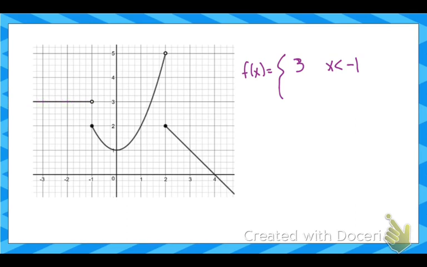Then we go to the middle. The middle is a parabola. It's been shifted up 1. So that equation is x squared plus 1. Domain for that is between -1 and 2. It should be an or equal to at -1, not an or equal to at the 2.